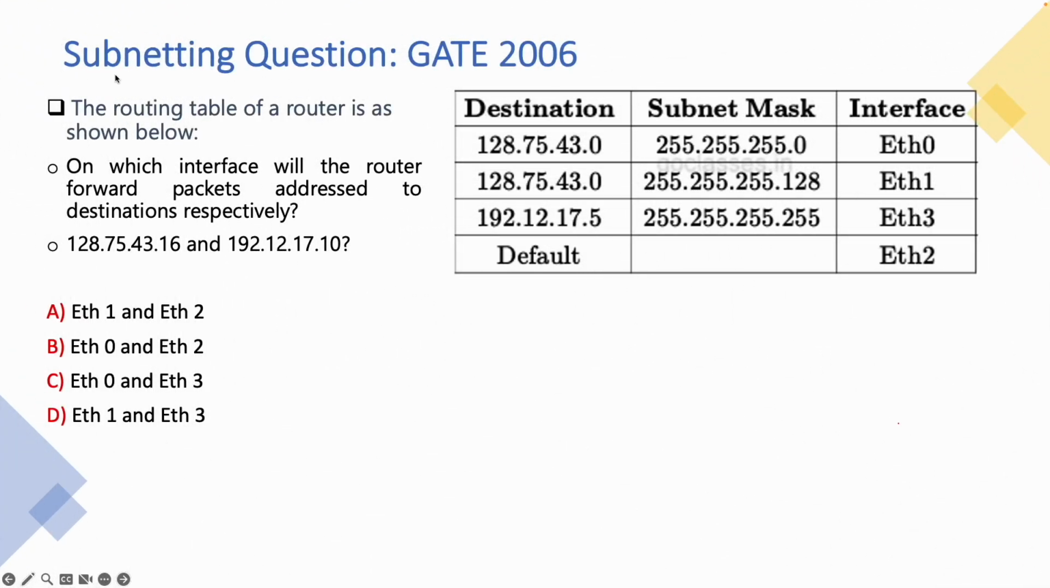In this video, we are going to see a practice question on the subnetting topic from computer networks. The question is as follows. We have been given two IP addresses, 128.75.43.16 and 192.12.17.10. We have to find on which destination they will be forwarded based on the mask. We have been given a mask and interface, and we have to find out on which destination it will be forwarded.